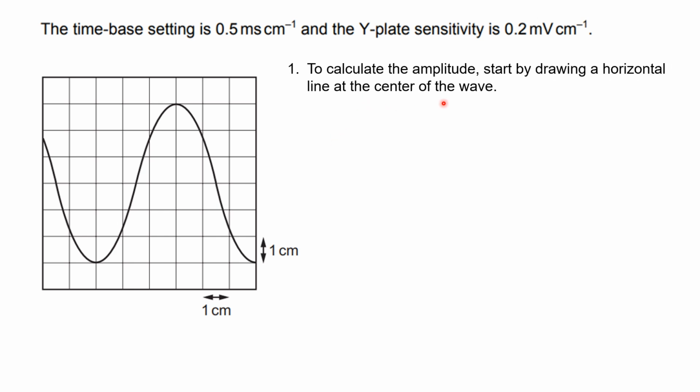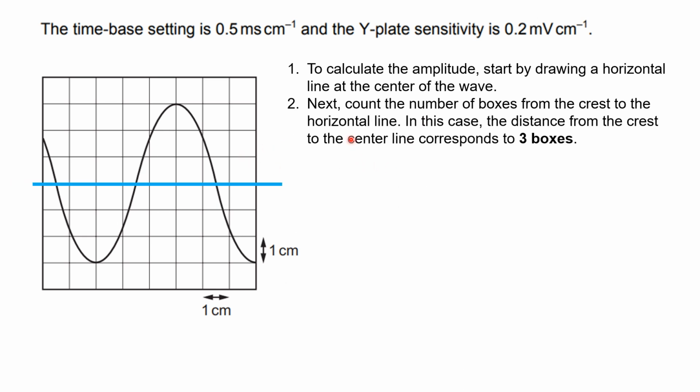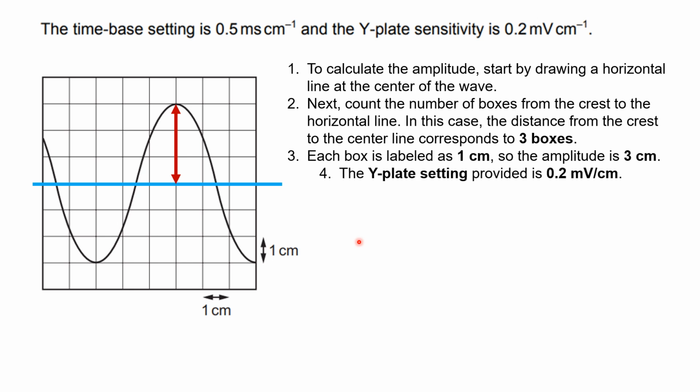To calculate the amplitude, start by drawing a horizontal line at the center of the wave. Next, count the number of boxes from the crest to the horizontal line. In this case, the distance from the crest to the center line corresponds to 3 boxes. Each box is labeled 1 centimeter, so the amplitude is 3 centimeters.